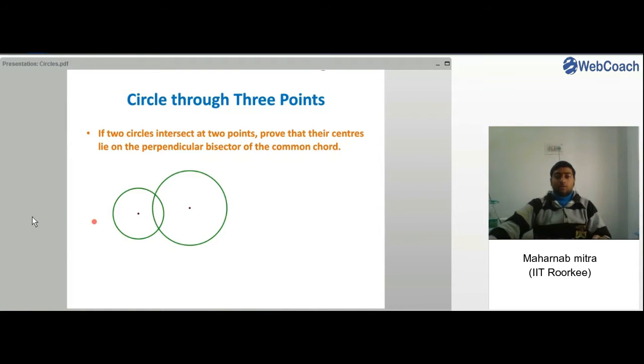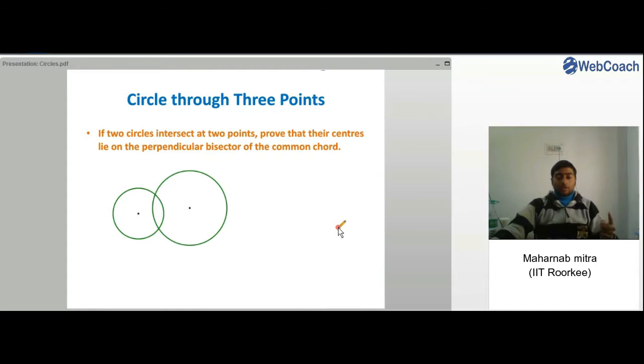So let us solve one question based on this. If two circles intersect at 2 points as given, this is one point of intersection, this is one more point of intersection, prove that their centers lie on the perpendicular bisector of the common chord. Now this question is a long one, but it is a very easy one if you follow step by step.